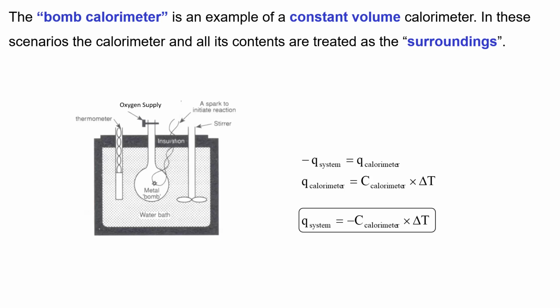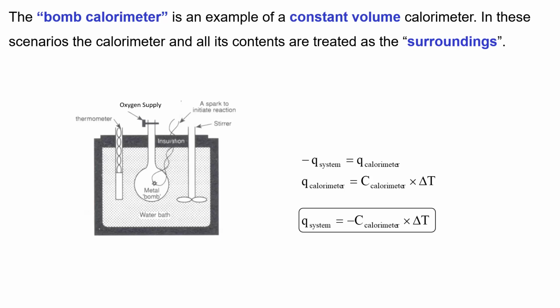The second type of calorimeter that you might see is often referred to as the bomb calorimeter. A bomb calorimeter is an example of a constant volume calorimeter. When we're using a constant volume calorimeter, the calorimeter itself and all of the contents of the apparatus that makes up the calorimeter are treated as the surroundings. Bomb calorimeters are often used to study combustion reactions, and combustion reactions are where we have a substance reacting with oxygen and it produces heat.